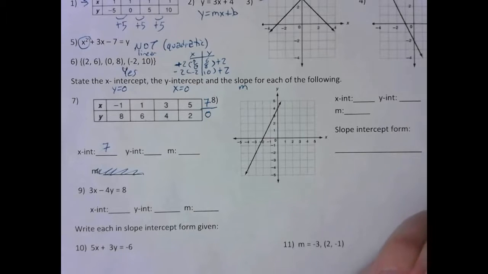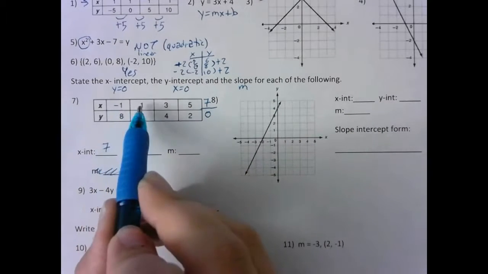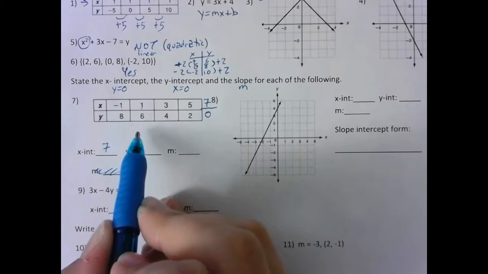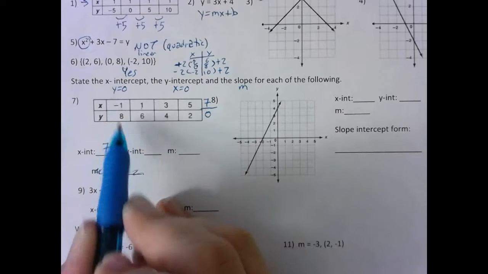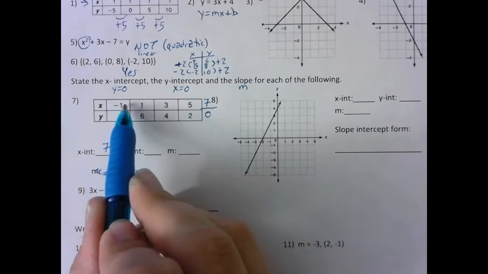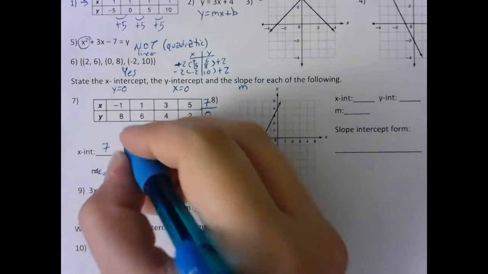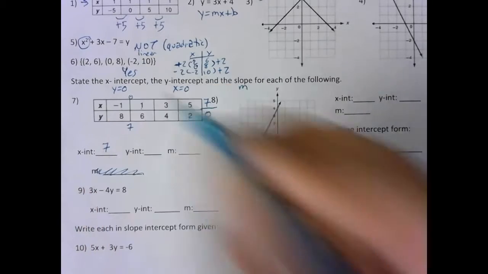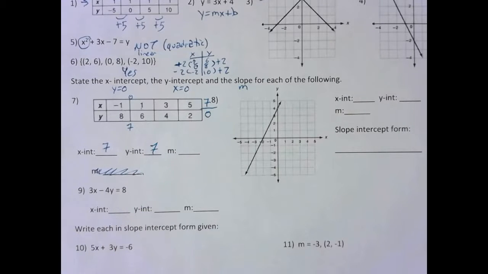Okay, what about the y-intercept? We want where x equals 0. Well, that would be somewhere between negative 1 and positive 1. In fact, it would be exactly halfway between these 2 points. So we would have to add 1 here, and subtract 1 there. Halfway between 8 and 6 is 7. So it happens that our y-intercept is also 7.